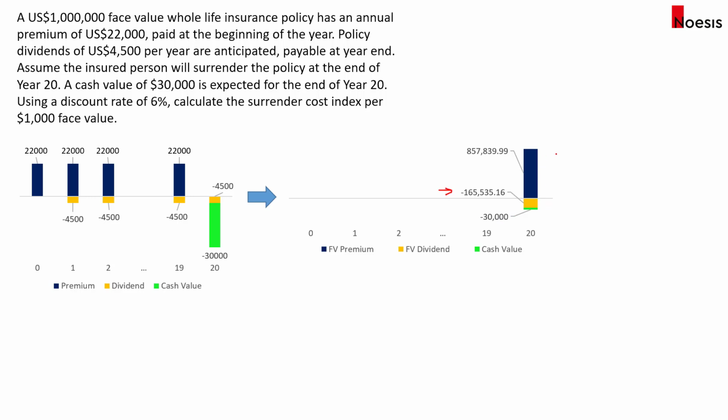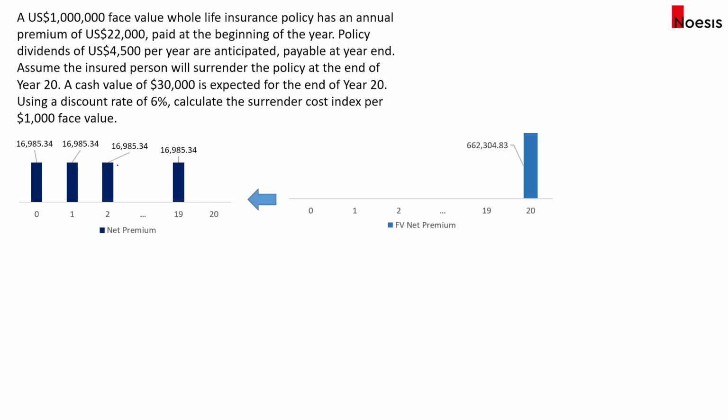So now we take the future value of the premium and net it off with the future value of the dividends. Okay, so premium offset with dividends and also the cash value. So we'll have 662,304.83. We will then convert this back to the annuity payments. Okay, so that will be 16,985.34. So how do we verify this?